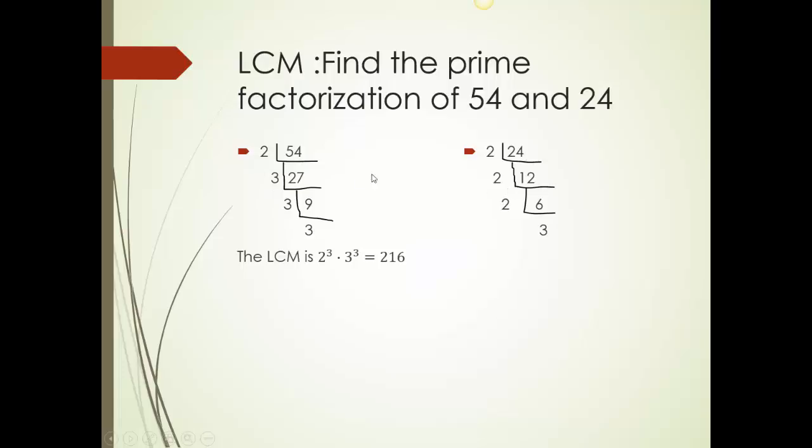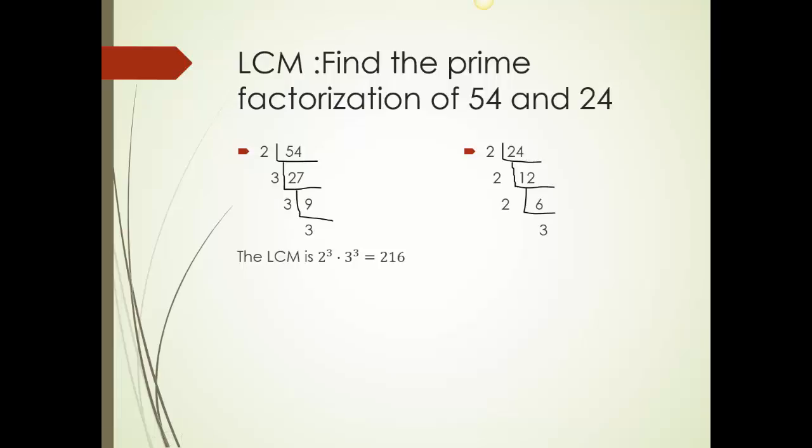I just go the highest power for either number. So 3 gives me 3, and 3 gives me 3. 2 cubed times 3 cubed is 216. So my least common multiple, this 216, is the smallest number that I can divide by 54 and also divide by 24. Notice these kind of feel backwards.